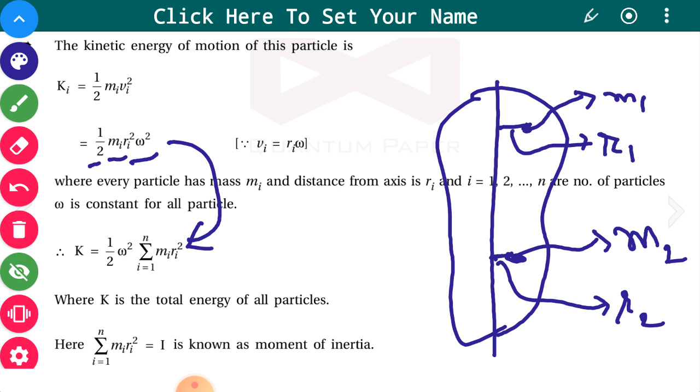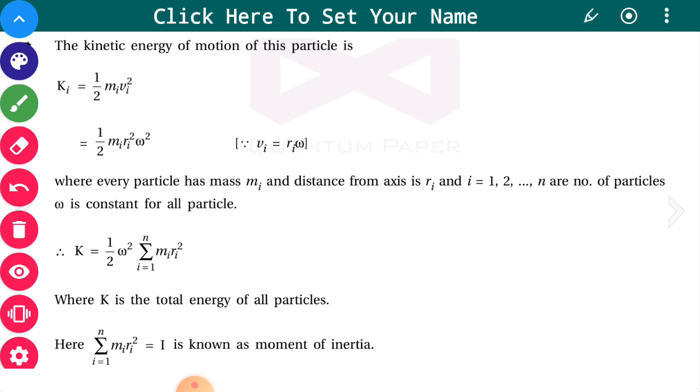Here 1/2 and omega squared are taken out of the summation. If you have n particles, then omega is constant, and the total kinetic energy of all these particles, the first, second, third, fourth particle up to n particles, can be written as 1/2 omega squared times the sum from i = 1 to n of m_i r_i squared.